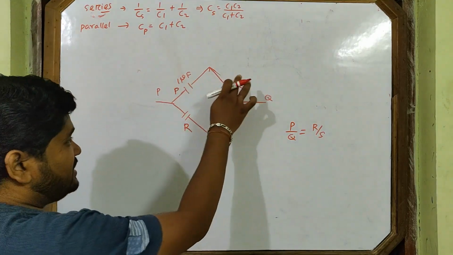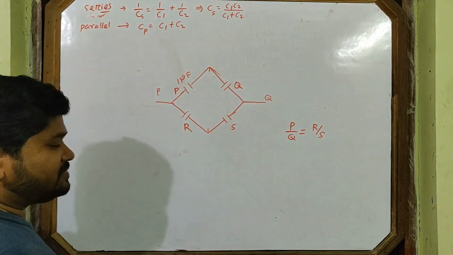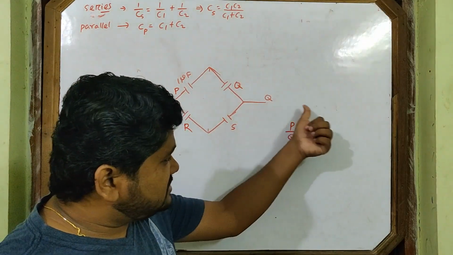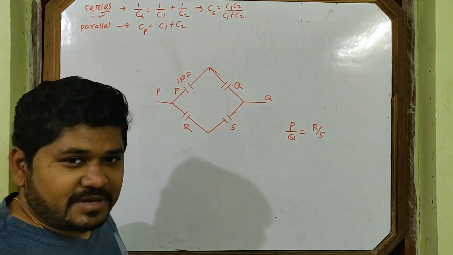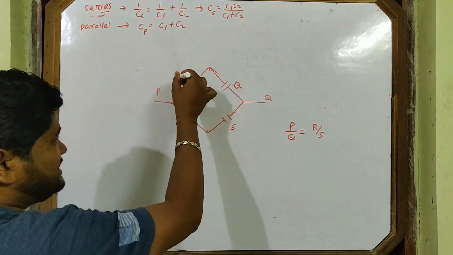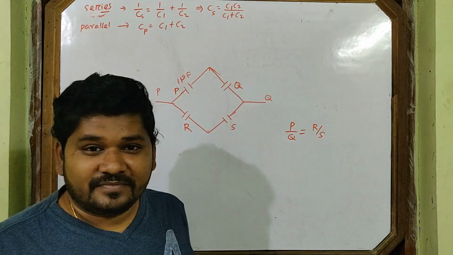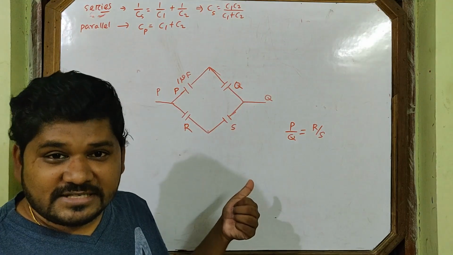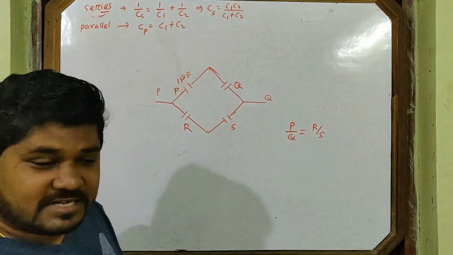You first check. P by Q, 1 by 1, it's 1. R by S, 1 by 1, it's 1. So this condition is satisfied, so you erase this capacitor now. Already I have erased it. Now the connection is easy. How are P and Q connected? Direct connection now. They are in series connection. How are R and S connected? Also in series connection.